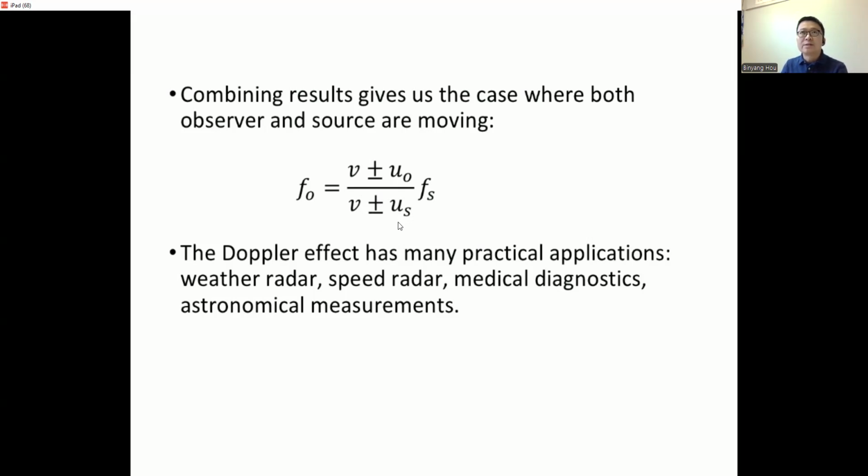And for the police car to receive that back, the frequency received by the car becomes f of s and is reflected back to the police car. Now the police car becomes the observer. So there are two processes here. But let's take a look at this one here.